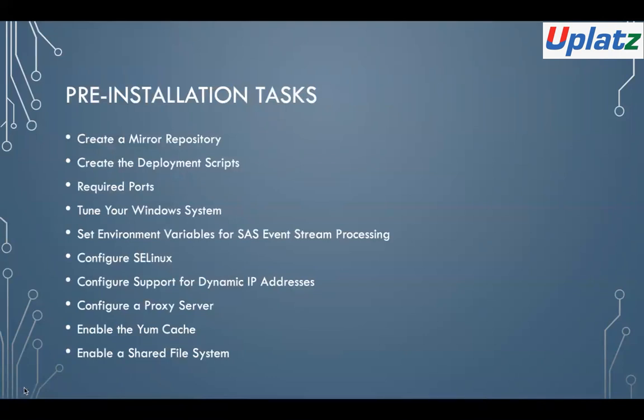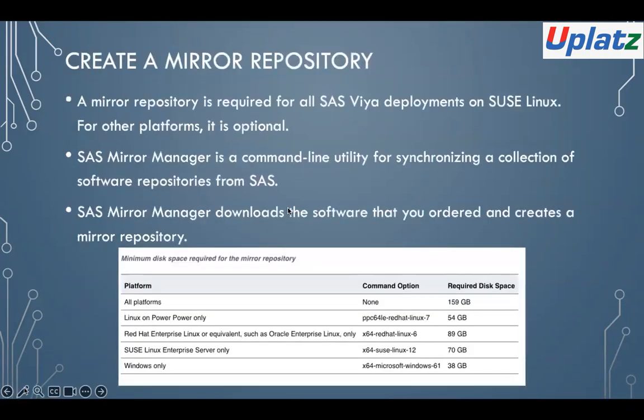The first is creating a repository, a mirror repository. So if you are performing your deployment on a SUSE Linux environment, a mirror repository is required and mandatory. But if you're doing it on Red Hat Linux or a Windows machine, etc., this mirror repository option is optional. Yeah, for other platforms, it's optional. So in order for us to do the mirror repository, let's go there.